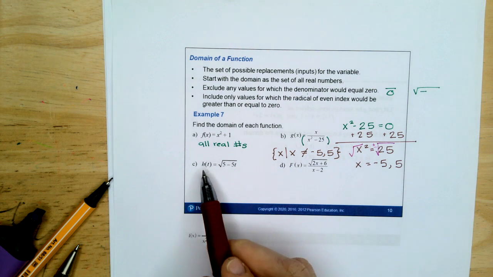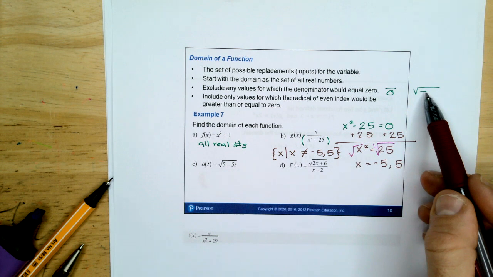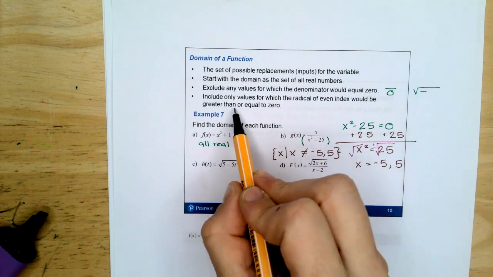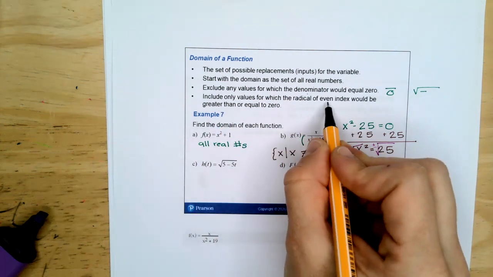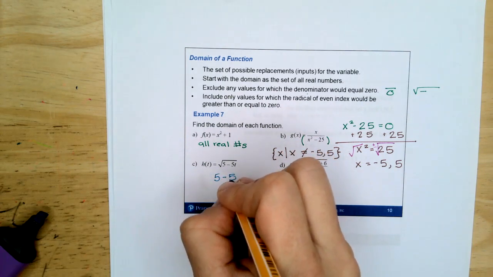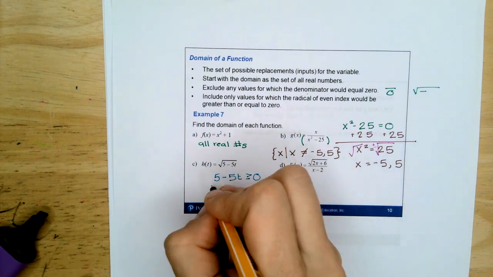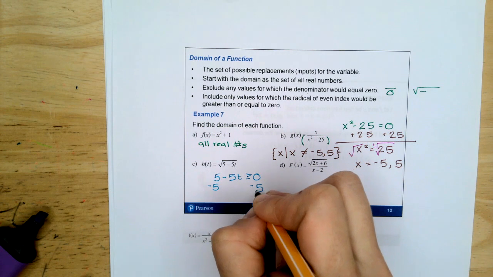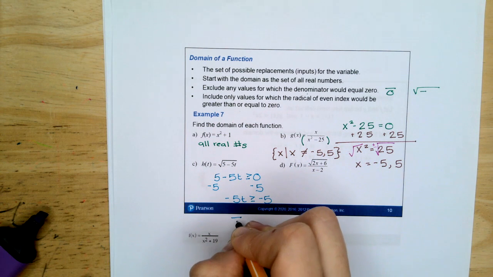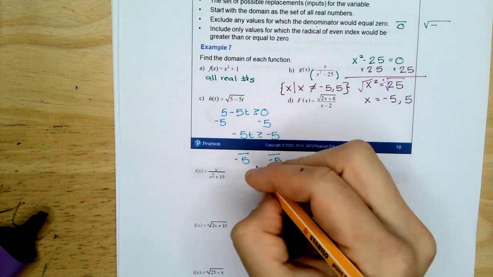Good? Here, we have the square root of 5 minus 5t. If it's a square root, we want to make sure it can't be negative. So to solve this, the radical of an even index must be greater than or equal to 0. Okay, and then just solve that. So we're going to subtract 5, -5t is greater than or equal to -5, divide by -5, divide by -5. When you divide by a negative, you need to flip your sign.